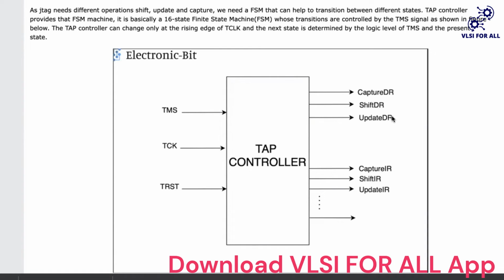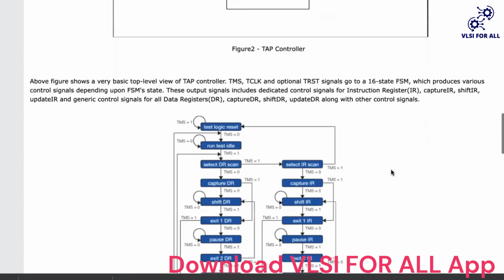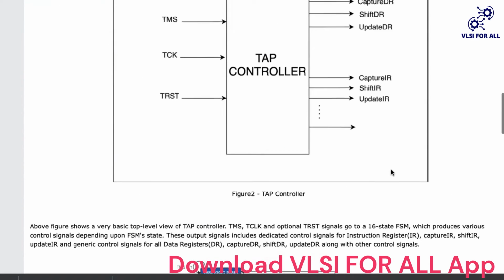Now we need to understand what this DR is and what this IR is. DR is basically the data register. If we need to push some data into the data register, we call it DR. If we need to push data into the instruction register, we call it IR. But what is this IR doing?